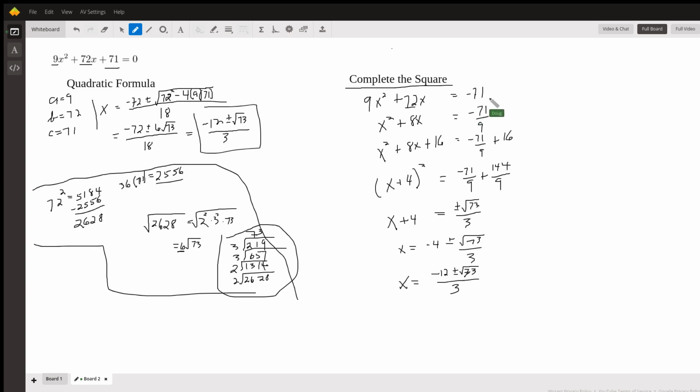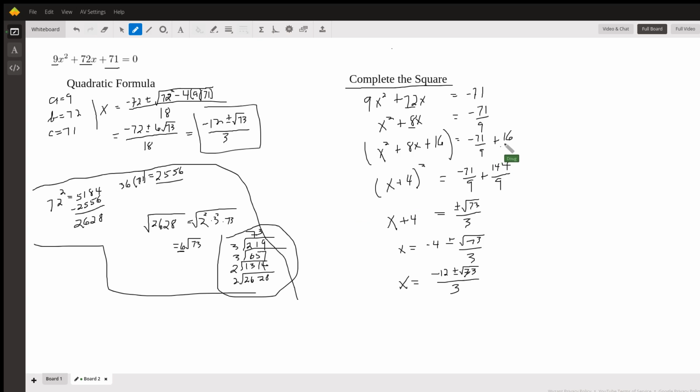So take the constant term to the other side, divide every term by 9, and complete the square: take half of B and square it, 16. Add 16 to both sides. At that point, the whole point here was that this is now a perfect square trinomial, which can be written as x plus 4, the quantity squared.